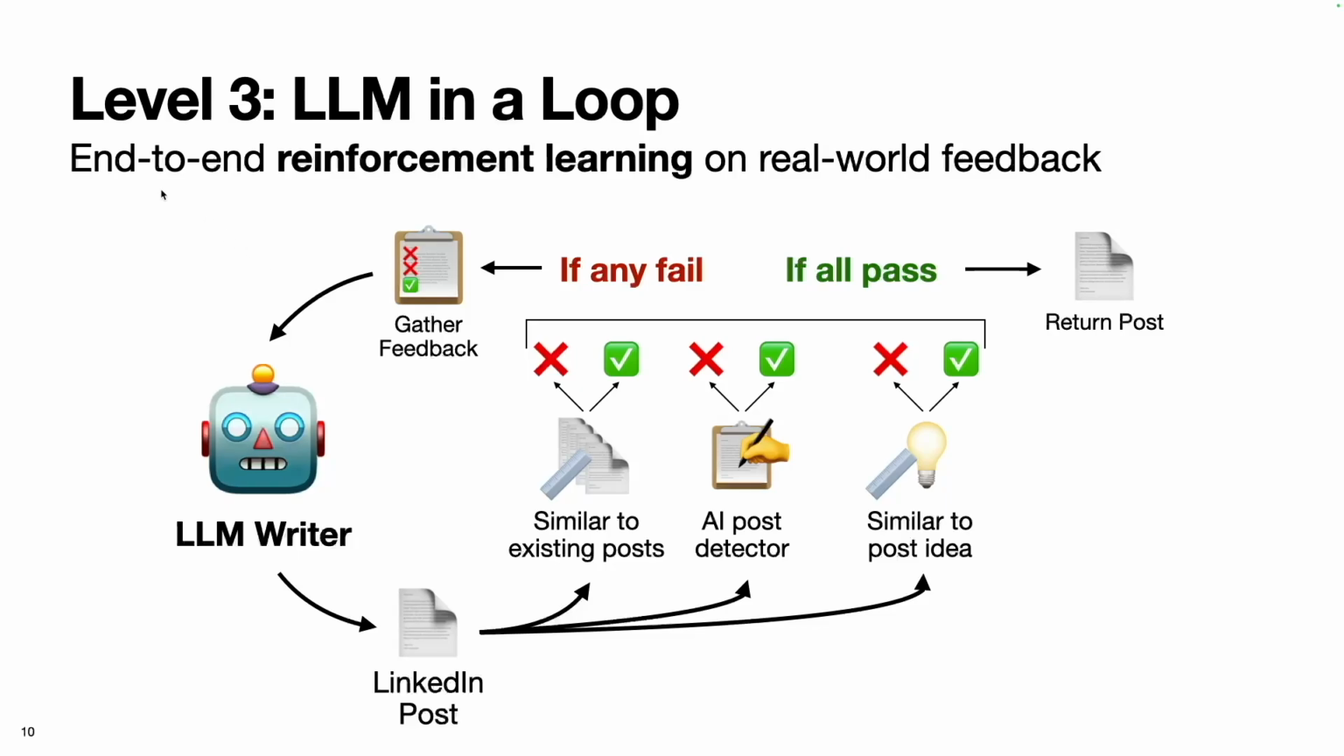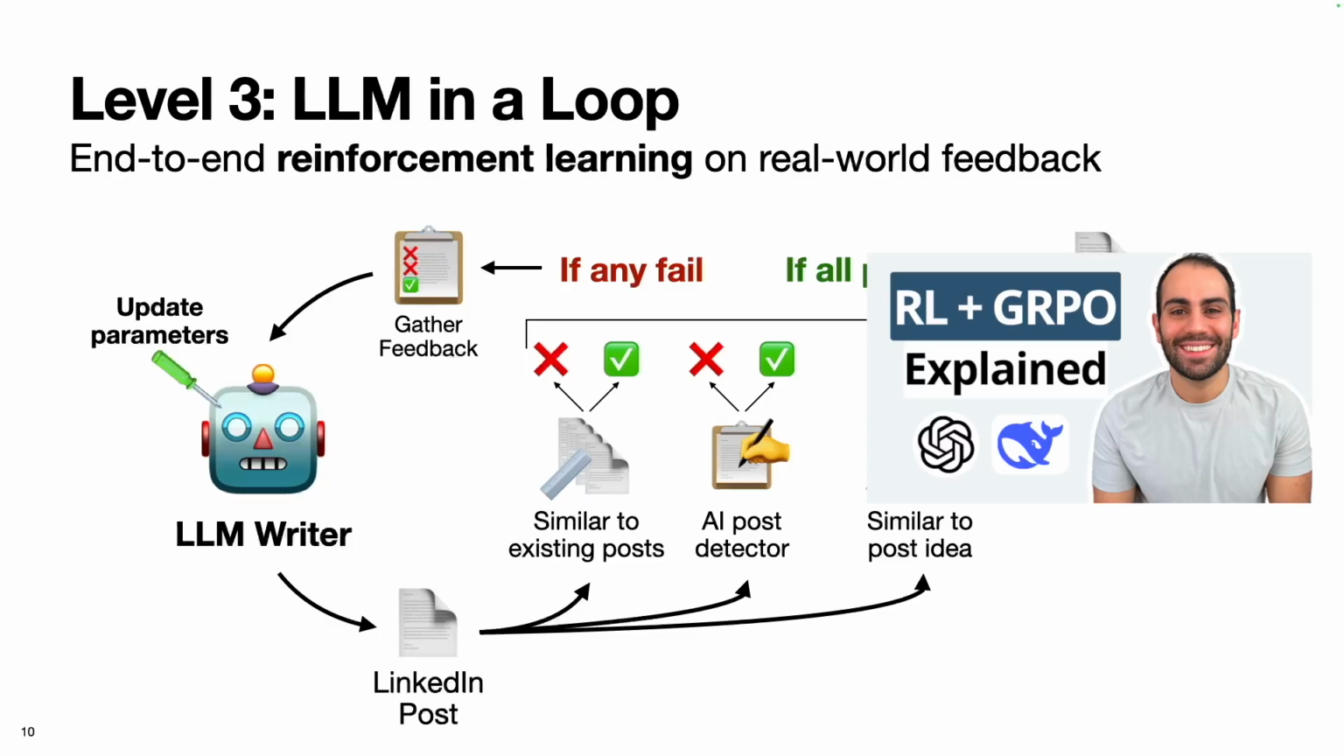This is the idea of using end-to-end reinforcement learning on real-world feedback in optimizing an LLM system. The only difference here is that we make the parameters trainable, and then we use an algorithm like group relative policy optimization to update the internal parameters. And if you don't know what I'm talking about with reinforcement learning or group relative policy optimization, I talk about that in a previous video on reasoning models like O1 and R1.